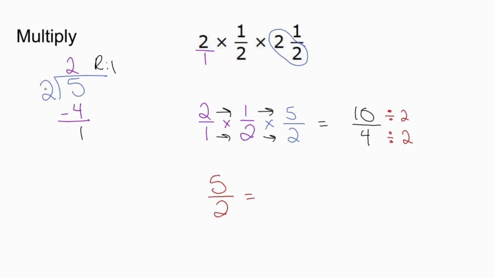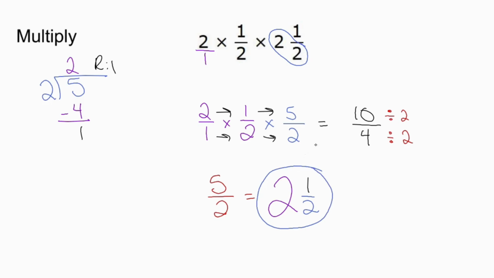How do I take all this information and turn it into a mixed number? Well, the quotient of 2 is going to be the big number that lives out in front, the whole number. The remainder of 1 is your new numerator, and your old denominator of 2 stays your denominator of 2. So at the end of the day, we end up with 2 and 1/2.